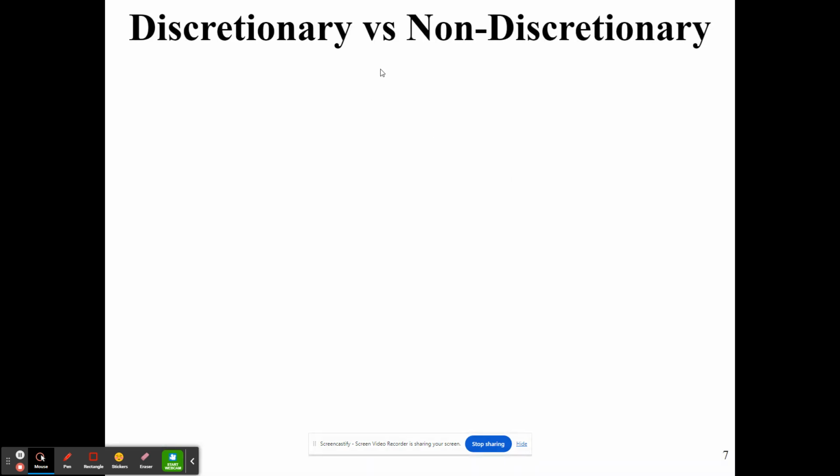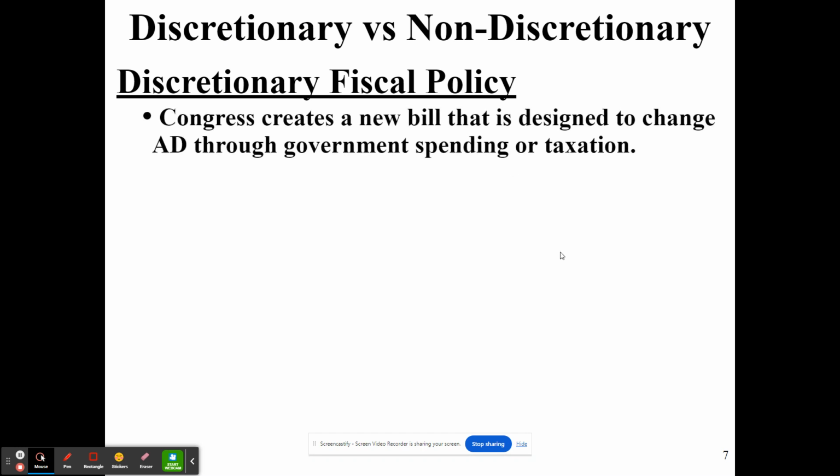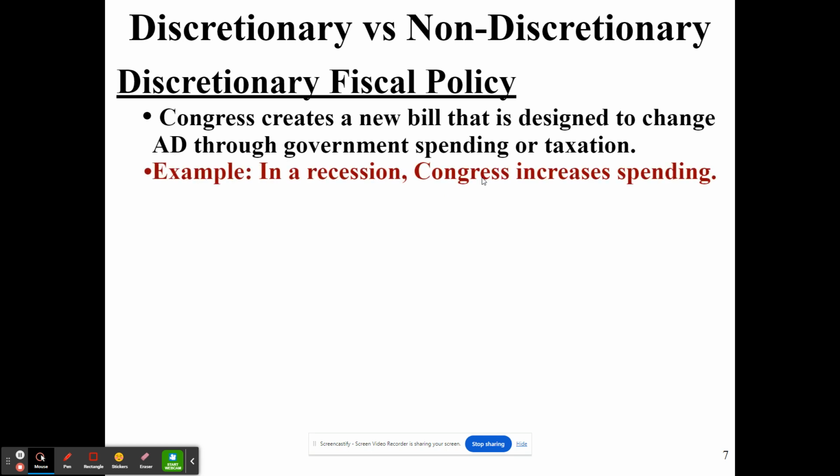Today we're going to do discretionary fiscal policy. Discretionary fiscal policy is when Congress creates a brand new bill. This bill would be designed to move aggregate demand through the two tools that Congress can manipulate: government spending, which it decides on its own, because Congress has the power of the purse strings, or taxation. Taxation would also influence aggregate demand because it changes the disposable income available to consumers, and therefore going to move consumer spending and thus aggregate demand. So an example would be in a recession, Congress could increase spending.